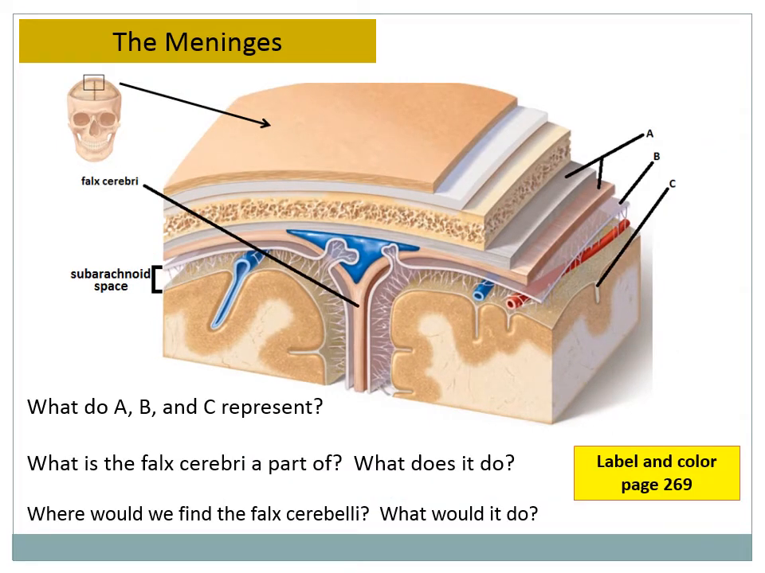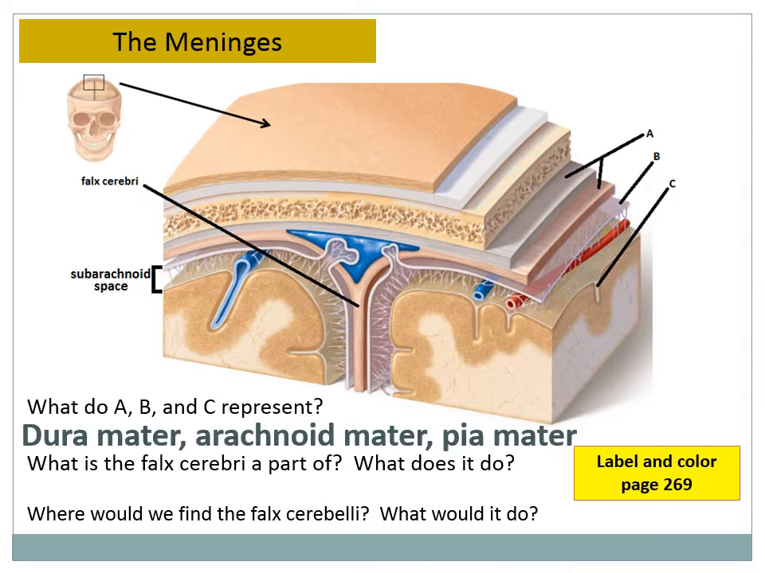Continuing to look at these, because I really want you guys to get these down. What do A, B, and C represent? Well, A is our dura mater, B is our arachnoid matter, and C is our pia mater. So it goes dura, arachnoid, and then pia. Notice that we have this thing called the falx cerebri. So this right here, the falx cerebri.